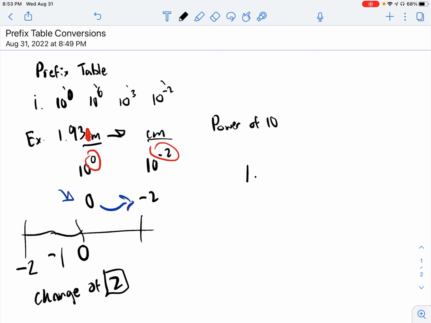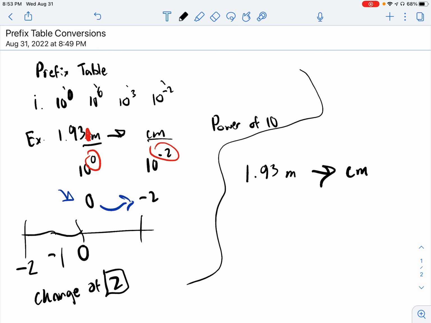So with our original problem, converting 1.93 meters to centimeters, I need to move my decimal 2 times. We've got 1.93 here. I'm going to move it once, twice, and you get 193 centimeters.